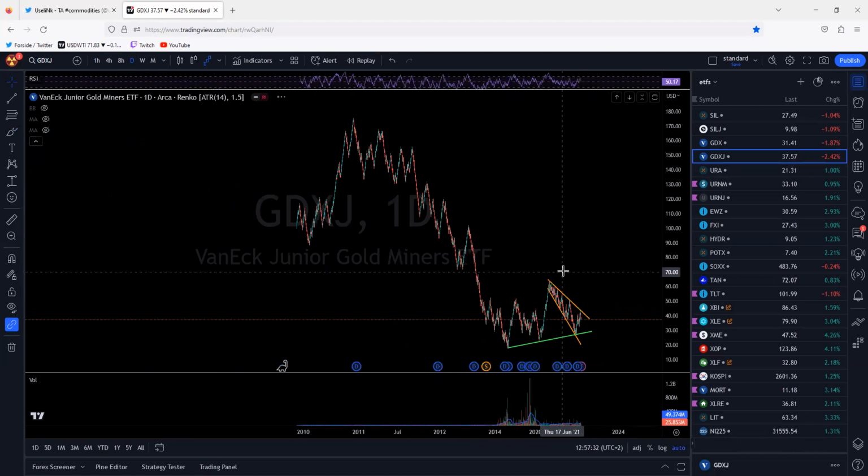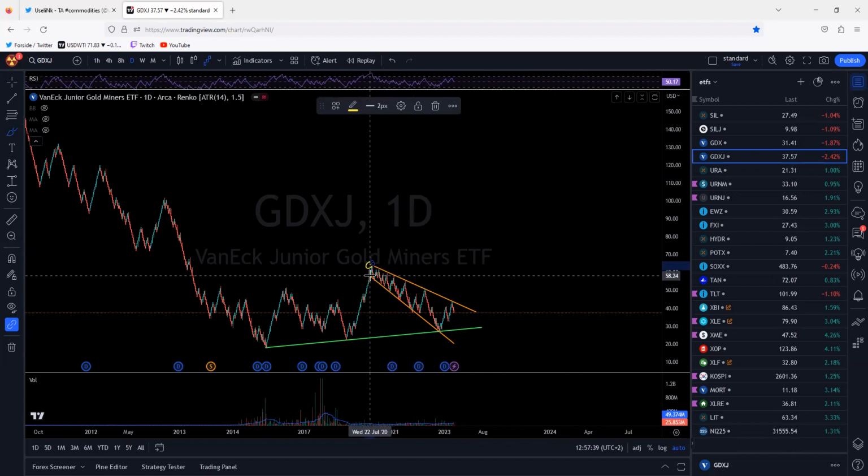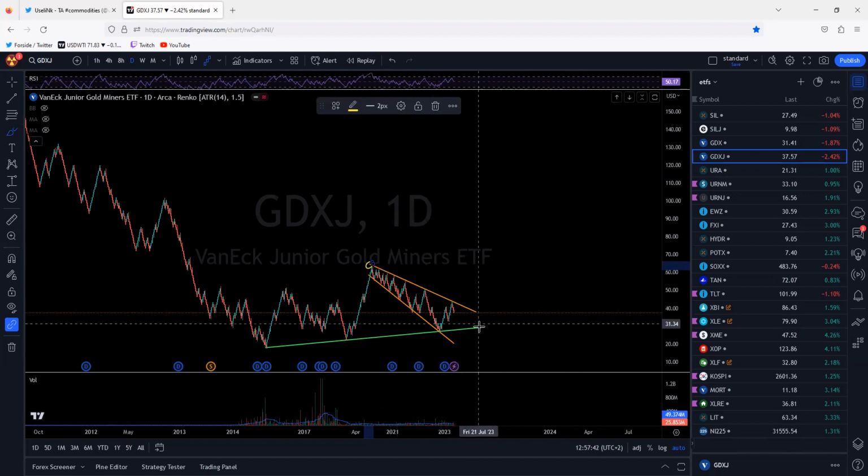GDXJ, a bit more messy chart, but anyways, as you can see, the peak in August 2020 was right here, and ever since we have been in an expanding formation down here.